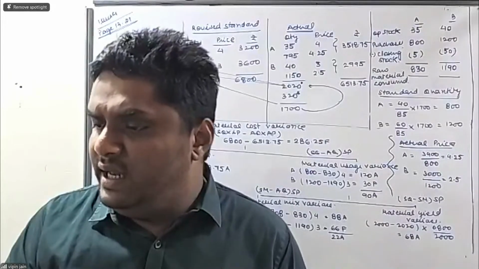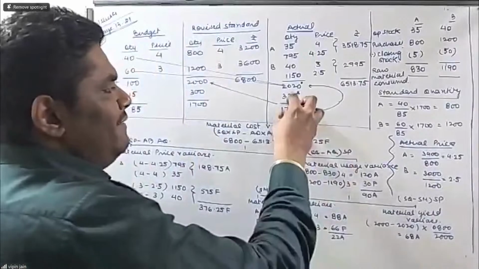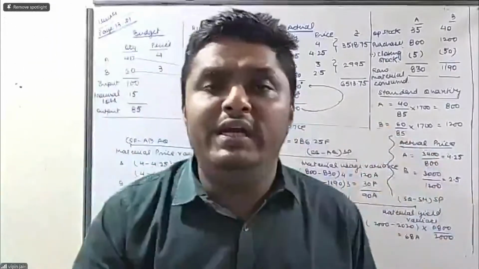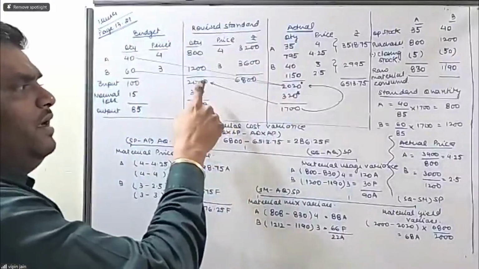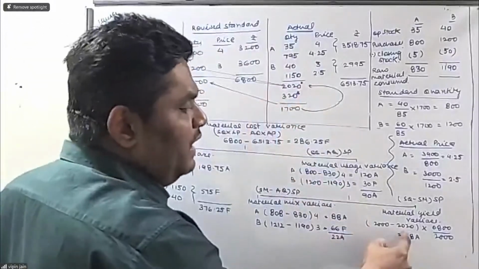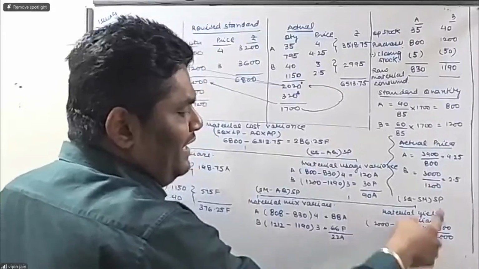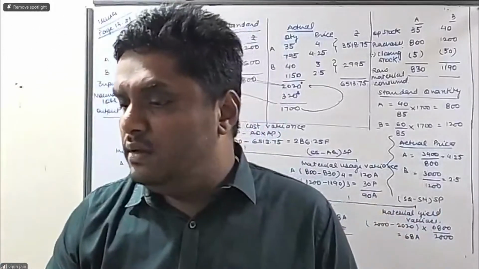Okay, Riddhi, material yield variance. As I said, Riddhi, very simple. For these 1700 units, how much quantity were we supposed to use? 2000 kgs in aggregate. But actually, we used 2020. How much extra? 20, into the weighted average price. This concept I have already discussed 2 to 3 times.